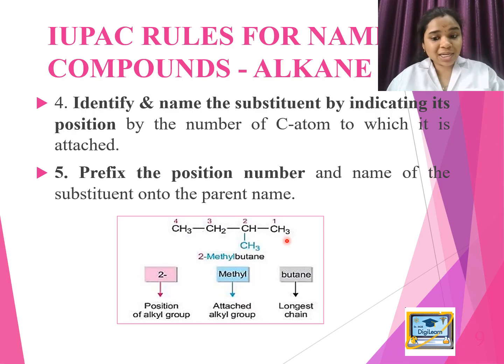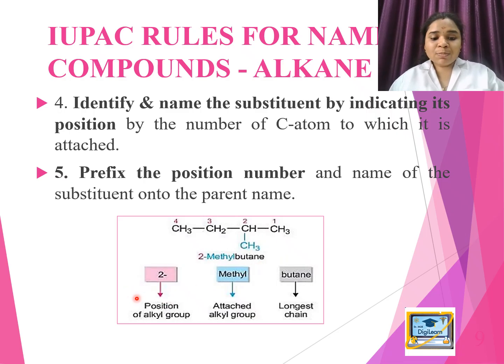And what about the saturation? Single bond. So it is ane, alkane. So butane. Now look at the substituent. Identify and name the substituent by indicating its position. What is the substituent present here? Methyl group. So we have identified the substituent and named it. Now mention its position. In the second position, a methyl group is present, which is your substituent. So how should we name it? In the second position a methyl group is present, your root word is but and your saturation is ane. So 2-methyl butane.